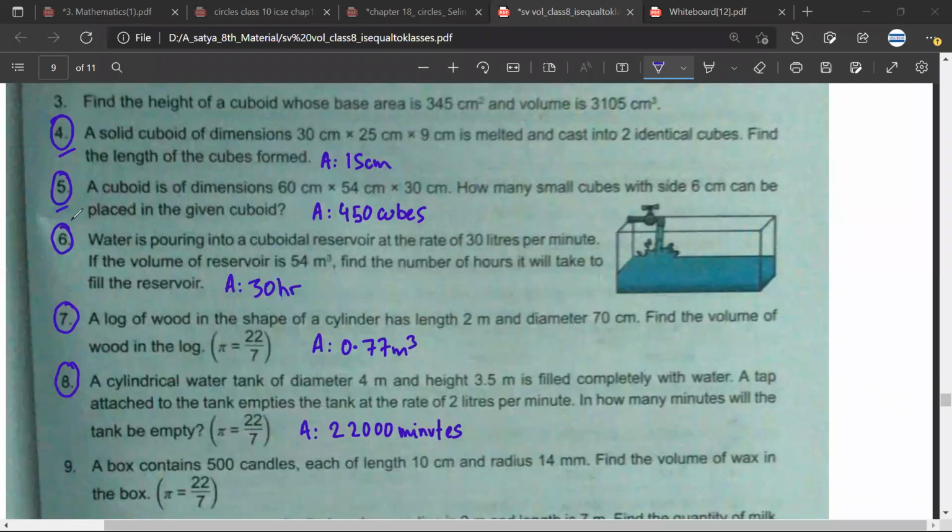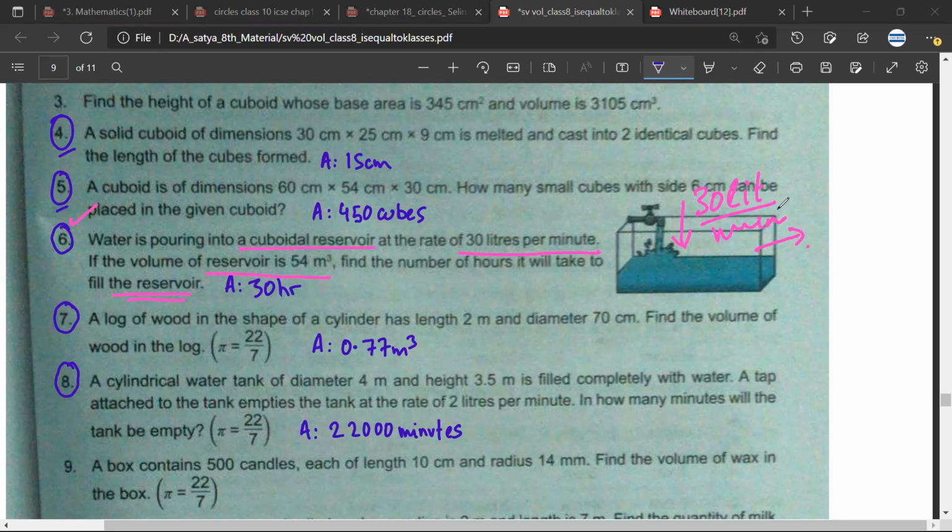So, question number 6. Water is pouring into a cuboidal reservoir at the rate of 30 liters per minute. If the volume of the reservoir is 54 meter cube, find the hours it will take to fill the reservoir. So, we have this cuboidal reservoir and water is entering into it at the rate of 30 liters per minute. Satya, have you understood? Yes, sir.